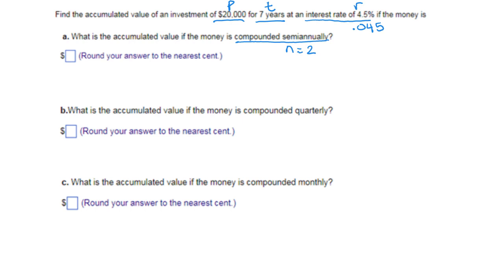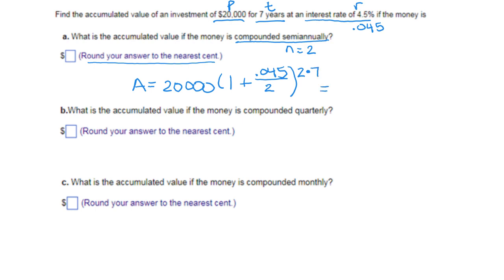So we're going to go ahead and use our formula. It does say round to the nearest cent. So our future value is equal to 20,000, parentheses 1 plus R, 45 thousandths, divided by N, which is 2, raised to the N times T, which is 7.